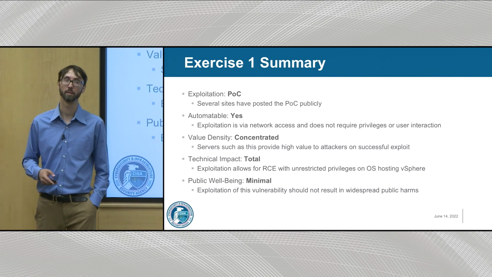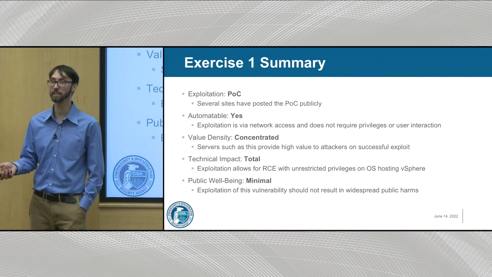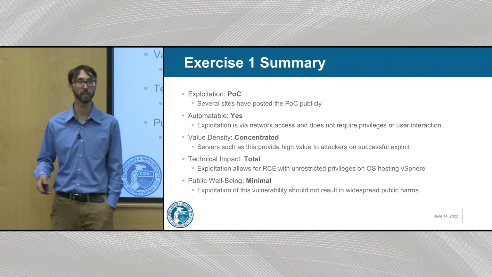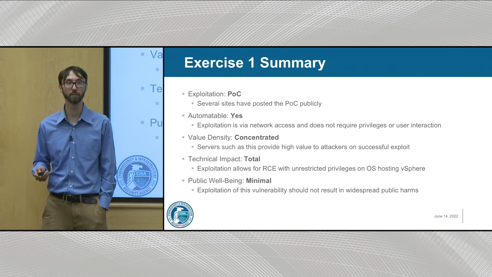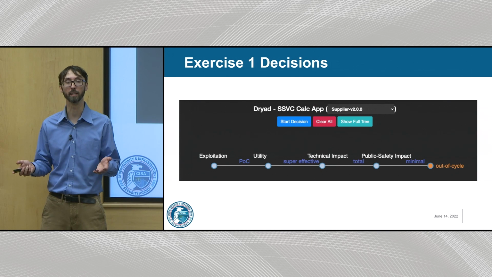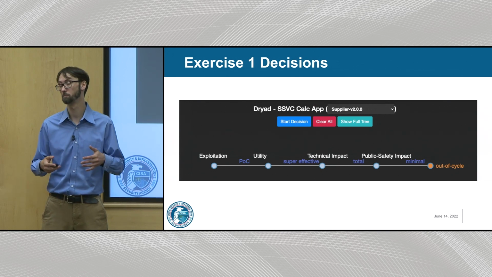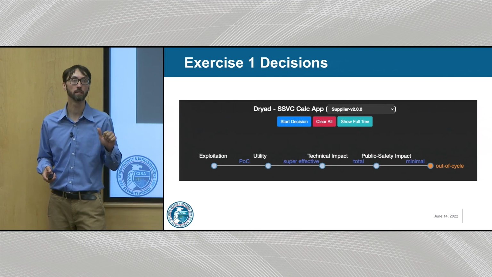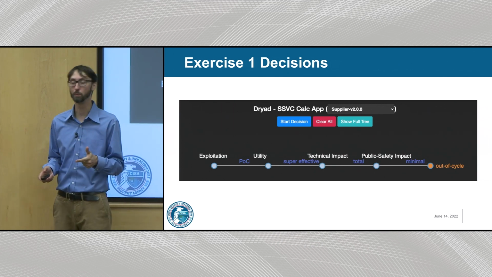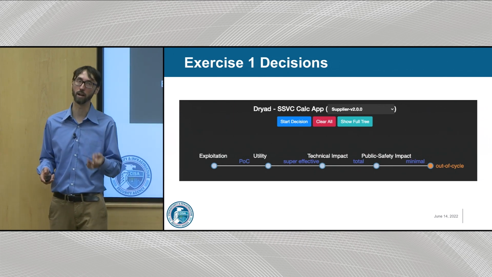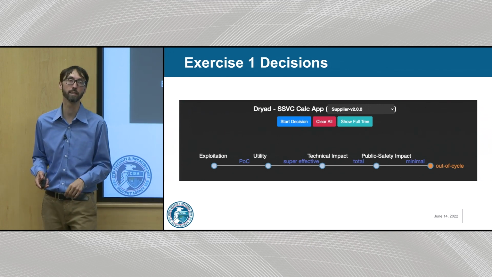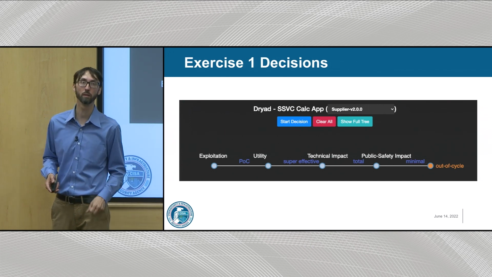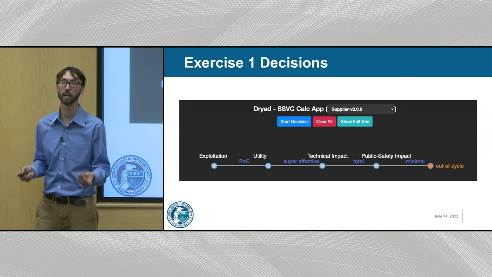So that's all the questions that the supplier needs to answer. We walked through that pretty quickly. What result does that give? Well, if you put these into, say, the calculator or just walk through the tree yourself, we see that, POC, super effective because that's the result of automatable and concentrated value density. Total, minimal there, means that you should do this out of cycle.